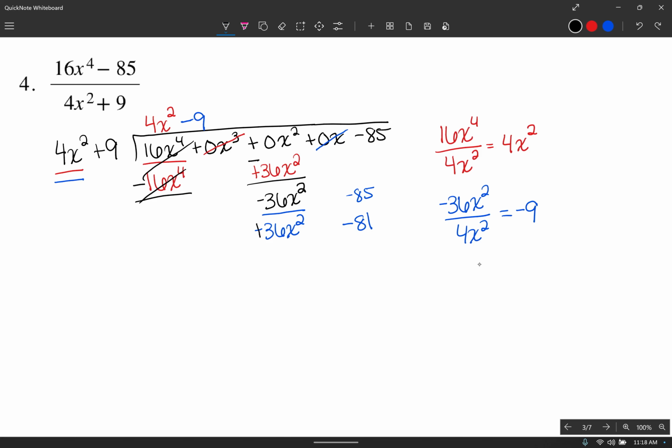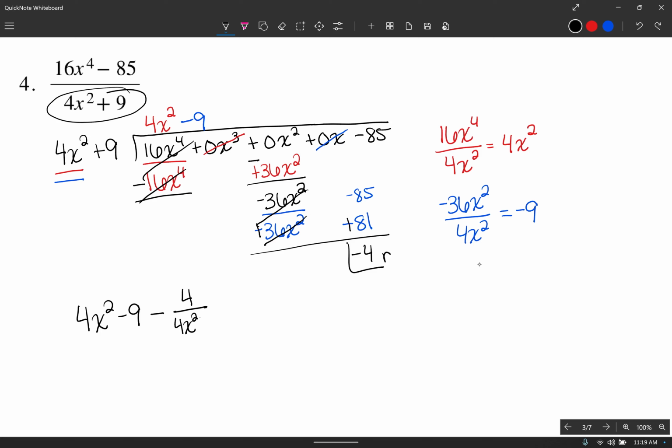Subtract. So this becomes positive. This becomes positive. These two cancel. Negative 85 plus 81 is negative 4. So I have a remainder, which means 4x squared plus 9 is not a factor of 16x to the 4th minus 85. So my answer would be 4x squared minus 9. And then I have a negative remainder, so minus 4 over what I divided by, which was the 4x squared plus 9.